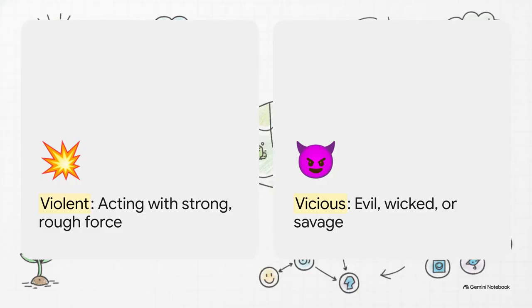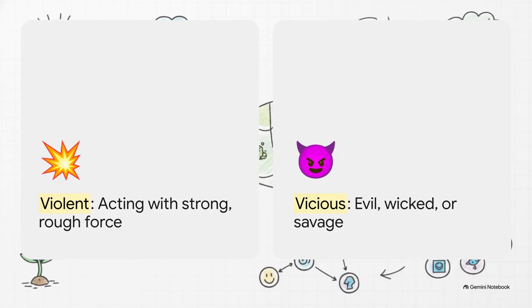Rounding out our chaos theme, we have two very heavy hitters, violent and vicious. Now, while they're definitely cousins, pay attention to the nuance here. Violent is really about the physical action itself, acting or being done with strong, rough force. Vicious, however, that speaks more to the underlying intent. It's evil, it's wicked, it's savage. For example, someone might have a violent, knee-jerk reaction when they get startled.